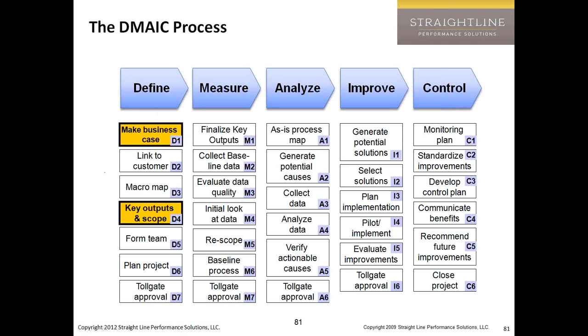As you might notice, cost of poor quality is something that's used very often in the define phase. The reason you do this up front is because you want to make sure that this project holds weight or holds water. It's another way of making your business case, and also helping to define what your key outputs are going to be.